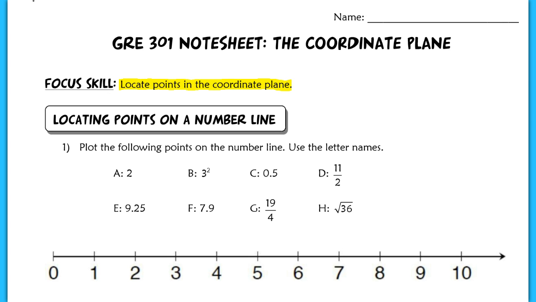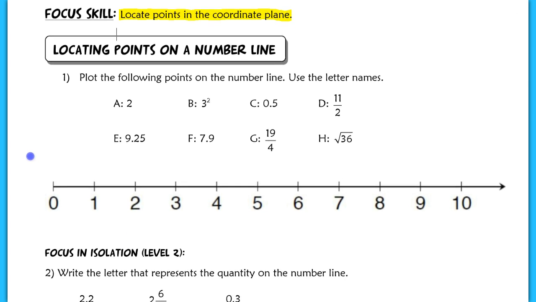Now, as a review skill, we have to make sure that you can actually locate points on a number line before you can actually locate points in the coordinate plane. So we're going to start here with some basic review. I want to plot these points on the number line provided. We're going to use the letter names when we plot them. So make sure that you're not just drawing a dot or a point. You need to actually label that point.